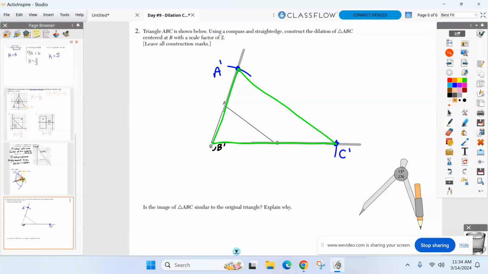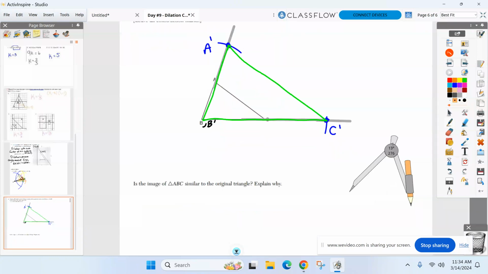And there it is, an enlarged triangle. Last thing here: is this image of triangle ABC similar to the original triangle? Yes, it is. We know that from today, right? Dilations preserve angle measure.